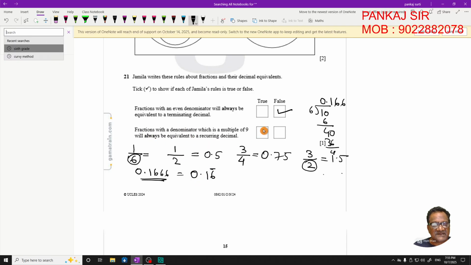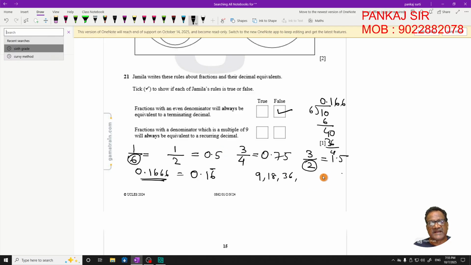Now let us see this statement: if the denominator of the fraction is a multiple of 9. Okay, multiples of 9 are what? Multiples of 9 will be 9, 9 2s are 18, 9 3s are 36. All these are multiples of 9. Okay. Now if you take a multiple of 9 in the denominator, and then try to find out the fraction, it is equivalent to a recurring decimal.